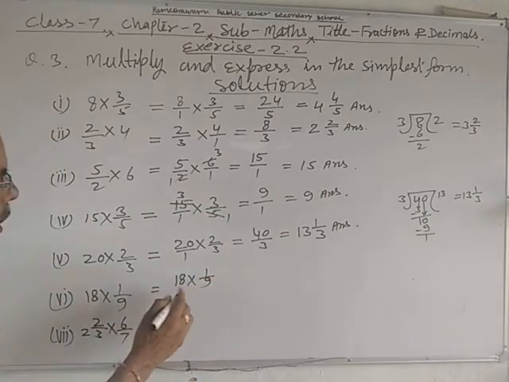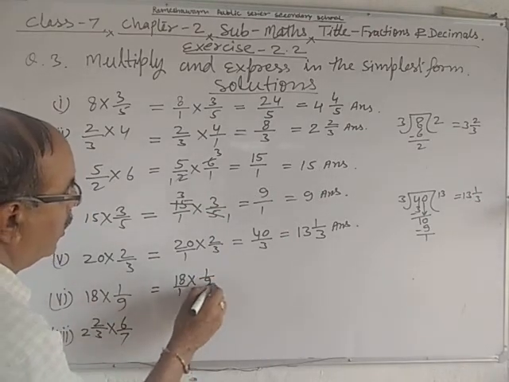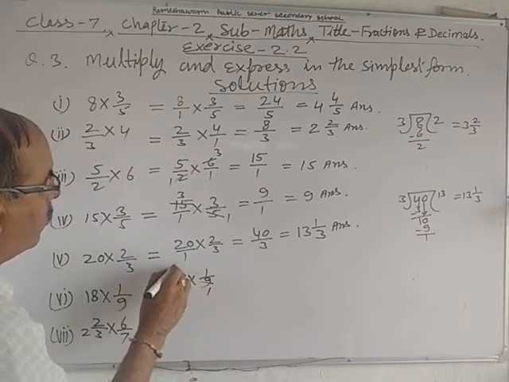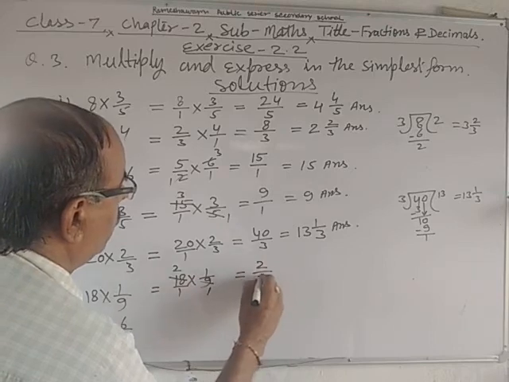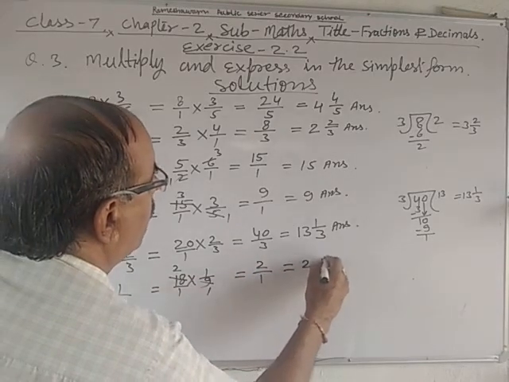And the next, 18 into 1 upon 9. 18 into 1 upon 9. 9 ones are 9, 9 twos are 18. It means 2 ones are 2, 1 one is 1, equal to 2. Answer.